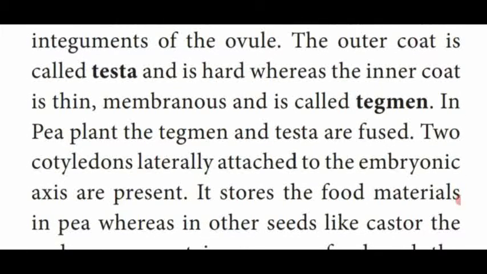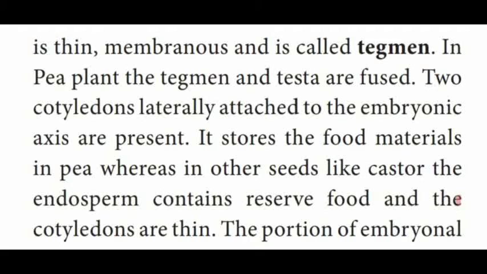Here the outer seed coat is named as testa. The outer seed coat is very hard, and the inner coat of the seed is named as tegmen, which is very thin and also membranous, like a nerve. In the pea plant, chickpea, the tegmen and testa are fused. Both of them are fused together.